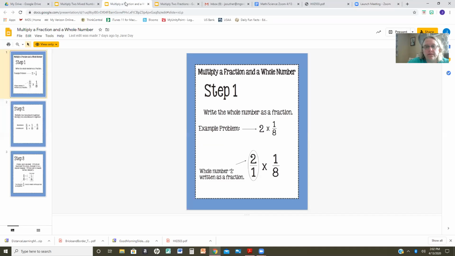So first of all, what you should have found in your Google Classroom was a series of slides that have some helpful posters. So I'm going to pull those up real quick so you can see exactly what I'm talking about. Give me just a second here. And what you should have seen in your Google Classroom were these posters that give you step-by-step directions on how to, in this case, multiply a fraction and a whole number.